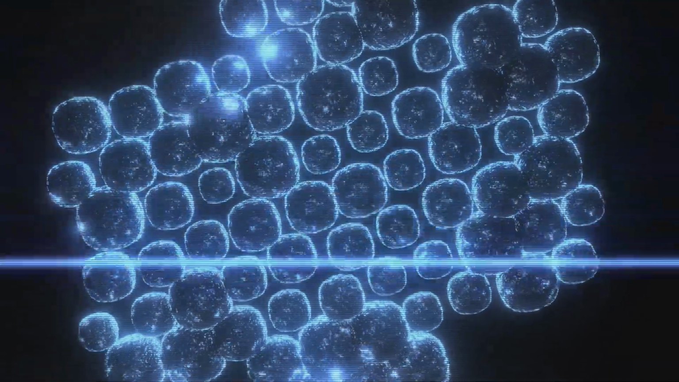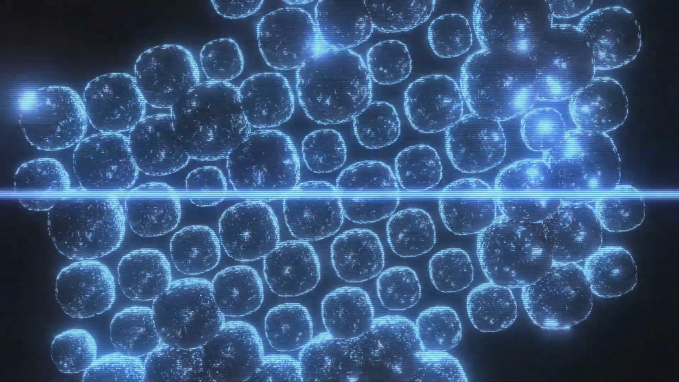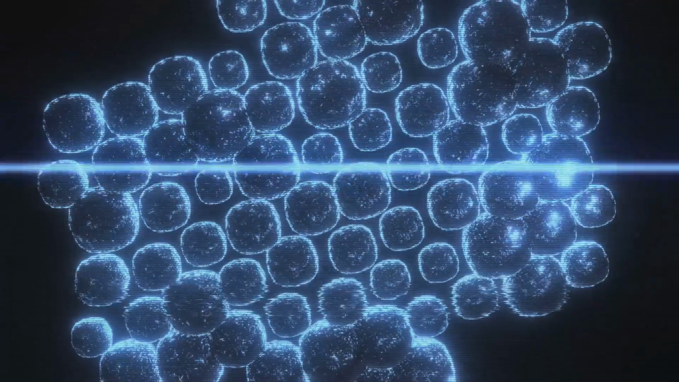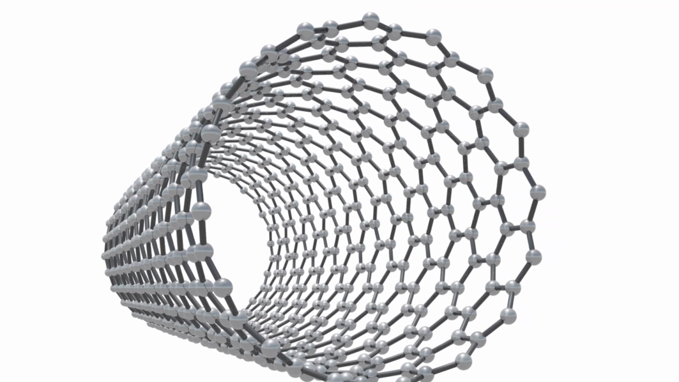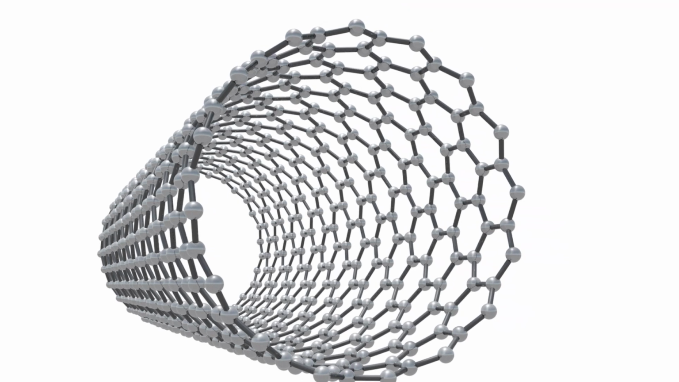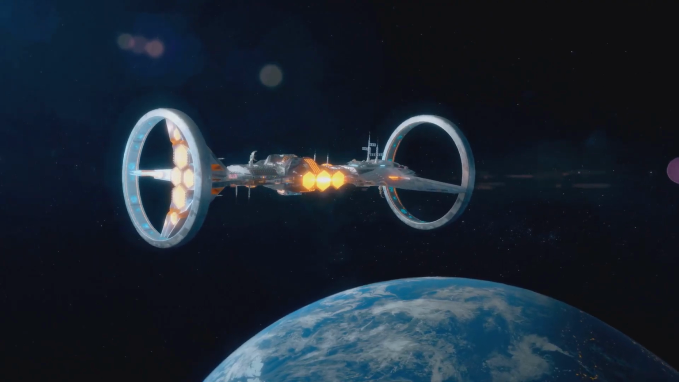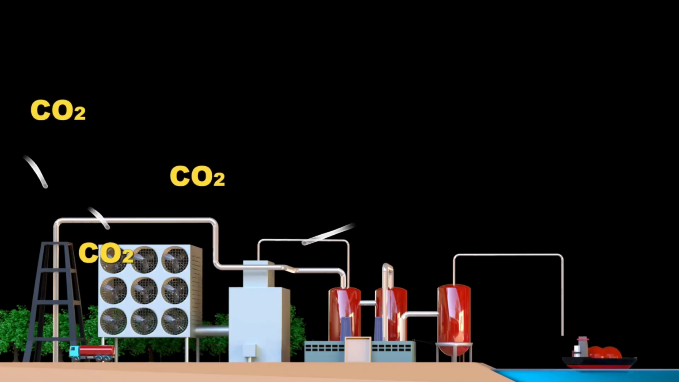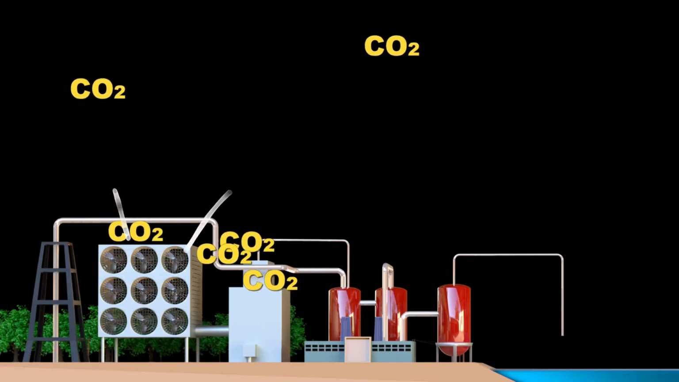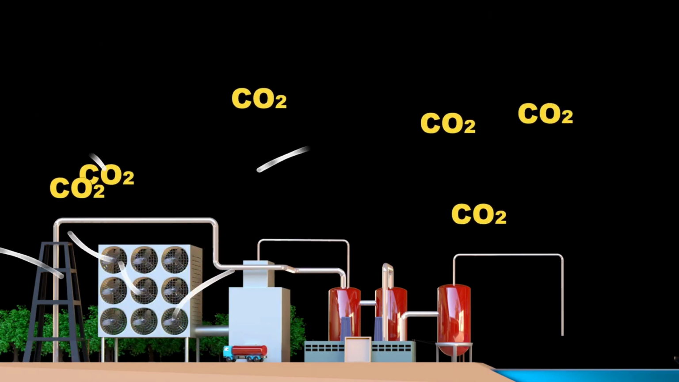Researchers are developing carbon-based nanomaterials for use in batteries, supercapacitors, sensors, and drug delivery systems. Carbon nanotubes, for example, are cylindrical molecules with extraordinary strength and electrical properties. They may revolutionize electronics, construction, and even space travel. Meanwhile, efforts to capture and store carbon dioxide or convert it into useful products through chemical reactions are part of strategies to combat climate change.